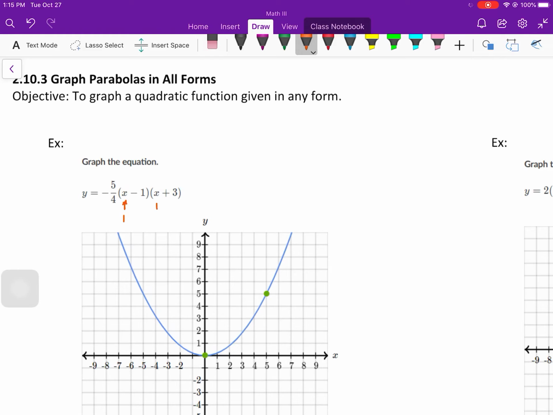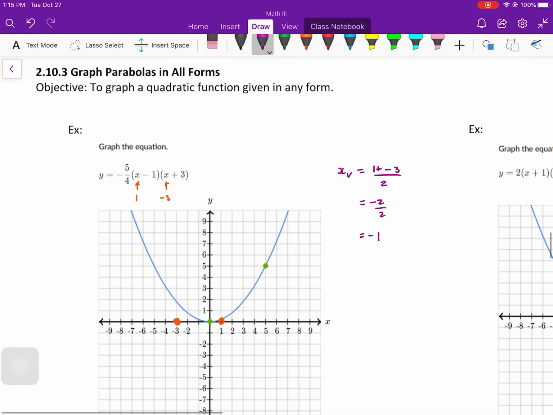Boom, 1 and -3. And I understand this might be a bit of a review at this point. So -3 and 1, that covers two of the points, but unfortunately we still need to figure out where that vertex goes. Well, if you forgot, the x-coordinate of the vertex is the average of the two x-intercepts. So we can add these up and divide by 2 to get -1. So that's just the x-coordinate for the vertex.